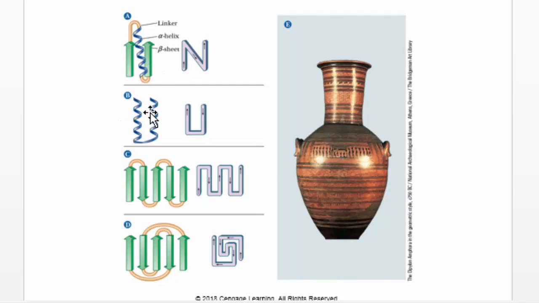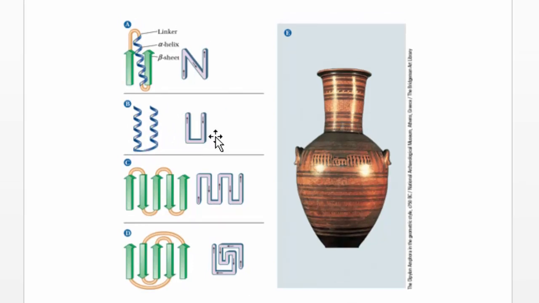Now, when you have alpha-alpha, notice that the 2 are antiparallel, meaning they run in opposite directions. So this alpha-alpha type is the most energetically favorable one. Then you have the beta meander, and the Greek key.